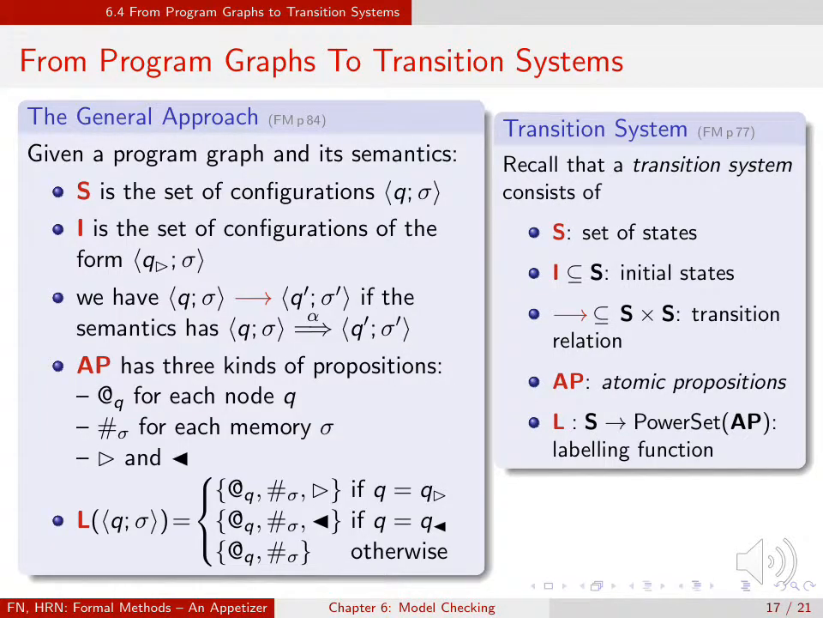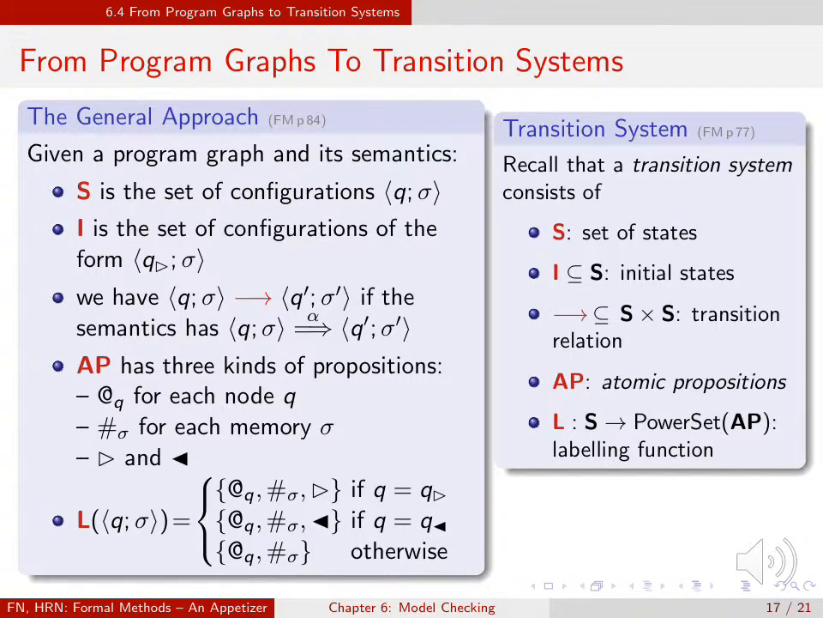For the general construction, we proceed as follows. The set of states will be the set of configurations, that is, pairs of nodes in the program graph and memory sigma. The initial state will be those configurations where the node is the initial node. Then we have a transition whenever we have an execution step in the semantics. The action alpha being performed is not being recorded in the transition system.